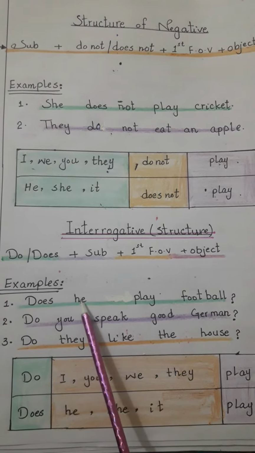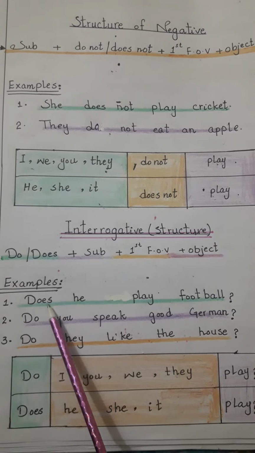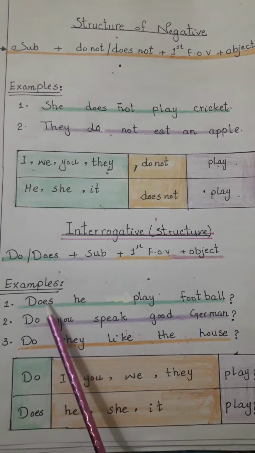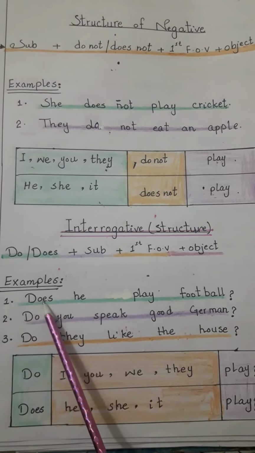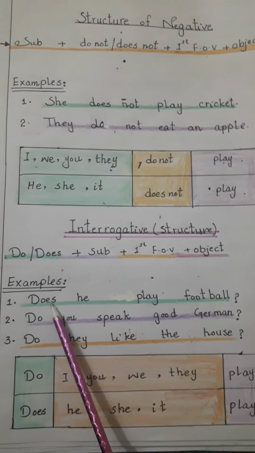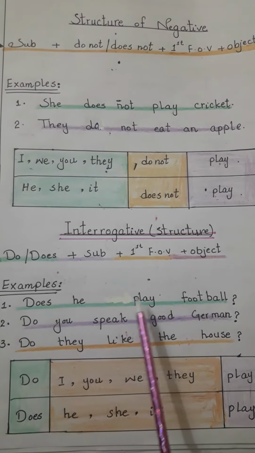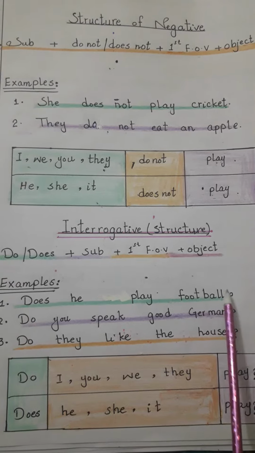So as you know, with he, she and it we choose does. Okay, we write s or es with the form of the verb, so does is used and we add s or es with the verb. So: does he play football? And in the end, a question mark.